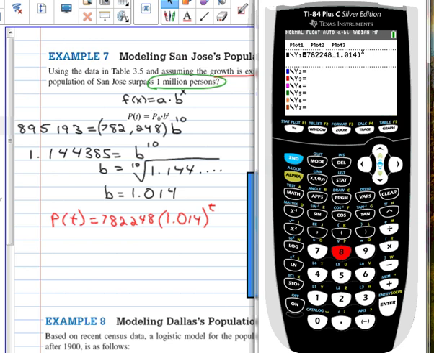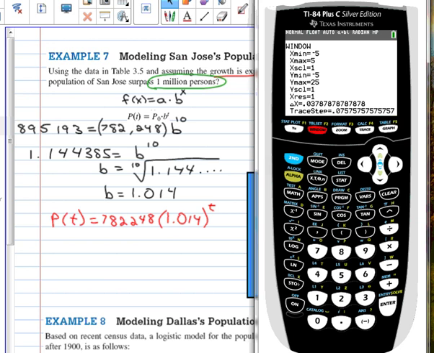All right. Now I need to mess with my window a little bit here. So my x's, I'm going to start at year 0, which would be 1990 in this case. And we're going to need to go several years down the road. 10 years took us up to that 895. So maybe I'll go 30 years down the road, and hopefully that's good enough. My y minimum, 0 is okay.